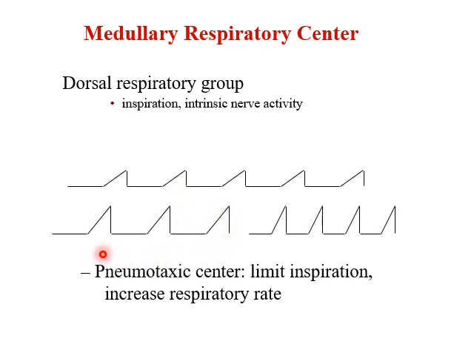And now apparently this ramp signal is shut off by the pneumotaxic center. Okay, so the pneumotaxic center, by switching off the activity of the dorsal respiratory group, limits the inspiratory phase. So if you have damage in the pneumotaxic center, as I said, you will end up with a prolonged deep inspiration, and this is due to the fact that apparently this ramp signal does not switch off at the time where it's supposed to switch off. Okay.